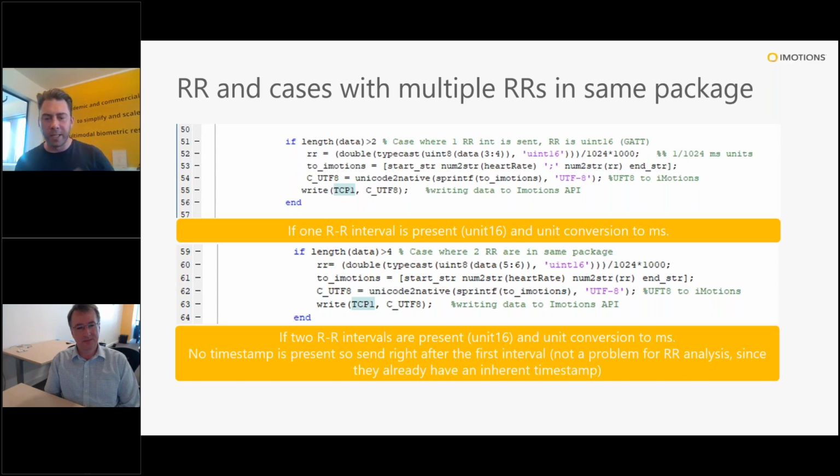And we don't have any timestamps present. The Polar doesn't give me any timestamps, so I just have to send them right after each other. But that's not a huge problem here, since there's an inherent timestamp already built into the RR interval itself, since it is timing between 2 beats. Okay, yeah, if you move on, Ole.